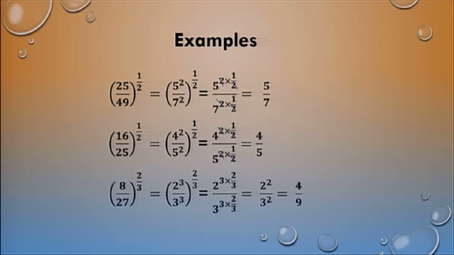Again, for 8 over 27 power 2/3, 8 is written as 2 power 3, 27 is written as 3 power 3. Applying the rules of indices, we end up with an answer of 4 over 9.